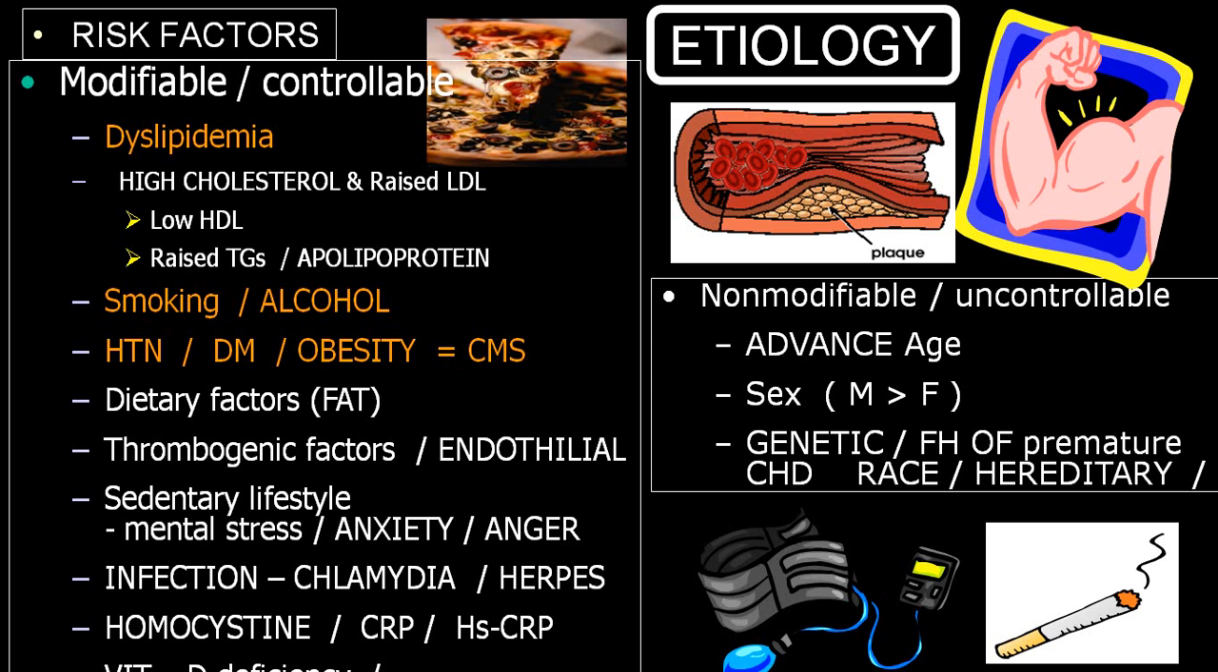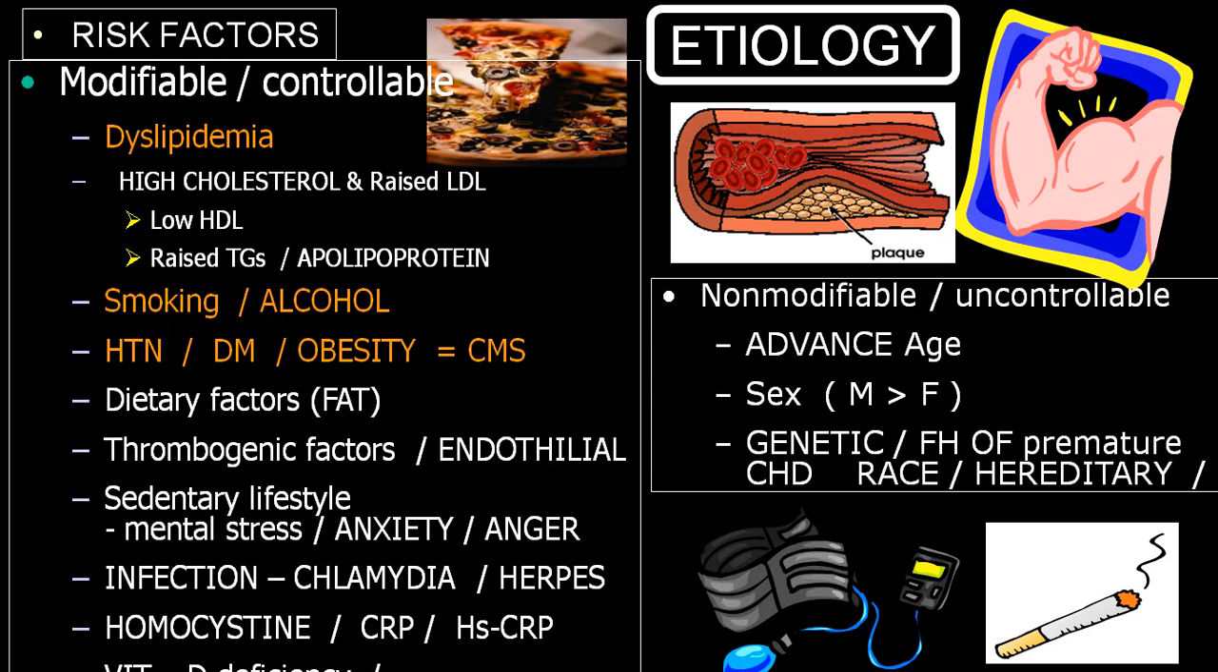The other modifiable causes are smoking, alcohol, uncontrolled hypertension, diabetes mellitus, and obesity. If a person has hypertension, diabetes and obesity together, it fits with cardiometabolic syndrome, or we call it syndrome X. The commonest causes of dyslipidemia we'll be discussing in more detail in the chapter on hyperlipidemia.